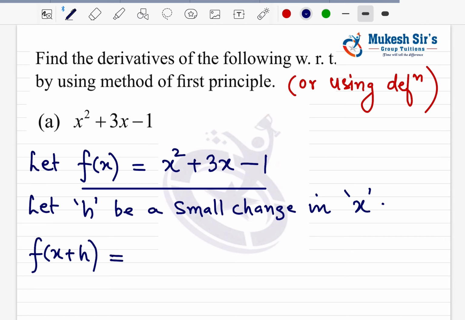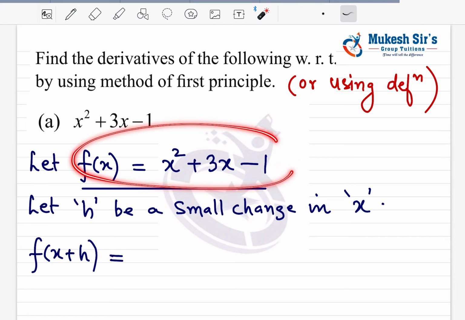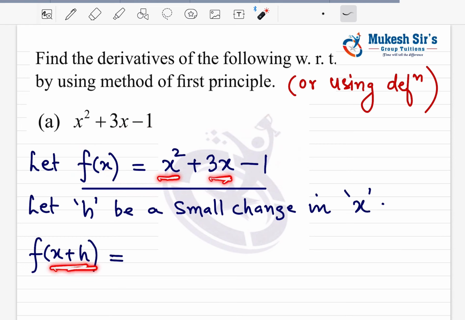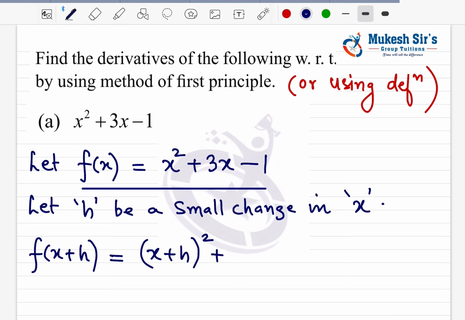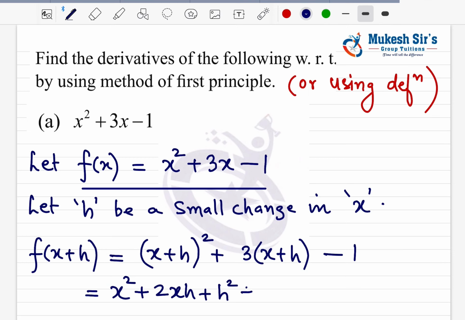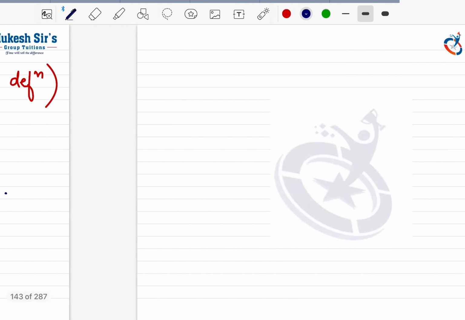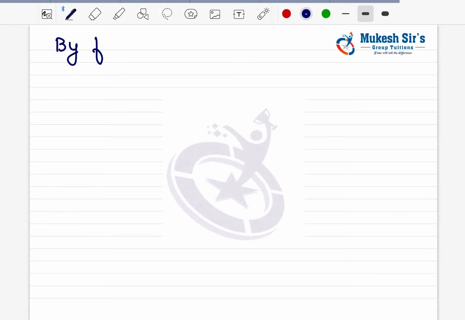So x plus h के लिए क्या करना है? In this whole function, जहां जहां पे x था, ये f of x है तो x square plus 3x. अभी f of x plus h है तो x के जगह पे आपको replace करना है x plus h. So that'll become x plus h the whole square, plus 3 into x plus h, minus 1. So when you open the bracket, this becomes x square plus 2xh plus h square plus 3x plus 3h minus 1. Clear? That is f of x plus h. Now you can use the formula. So you can say by first principles.